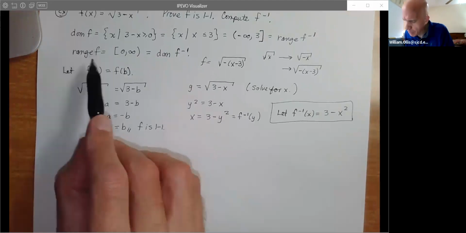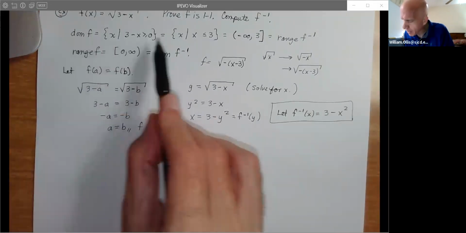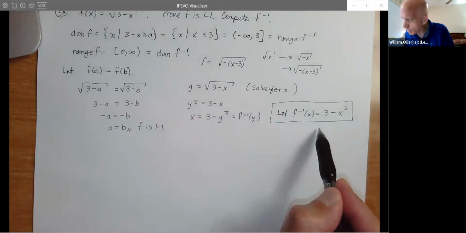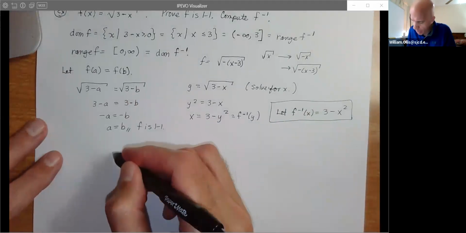So now, if you want, let's just go ahead and be lazy. If we go up here, the domain is what? Negative infinity to 3 when we look at this. So let's go ahead and graph.